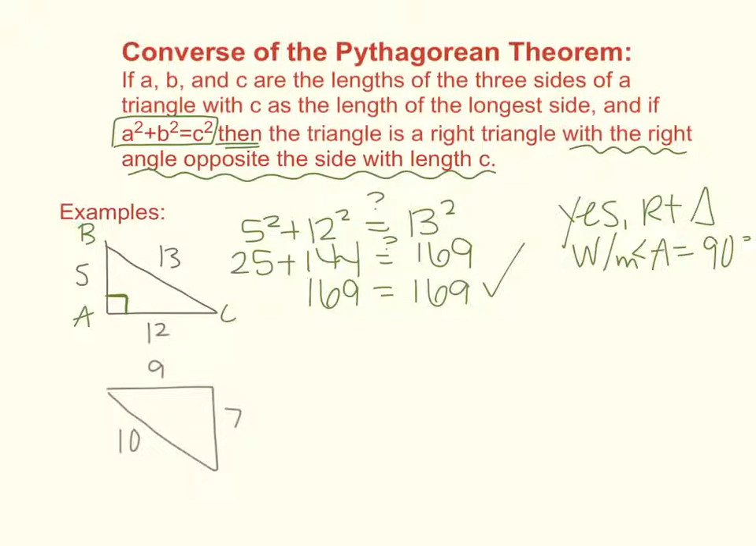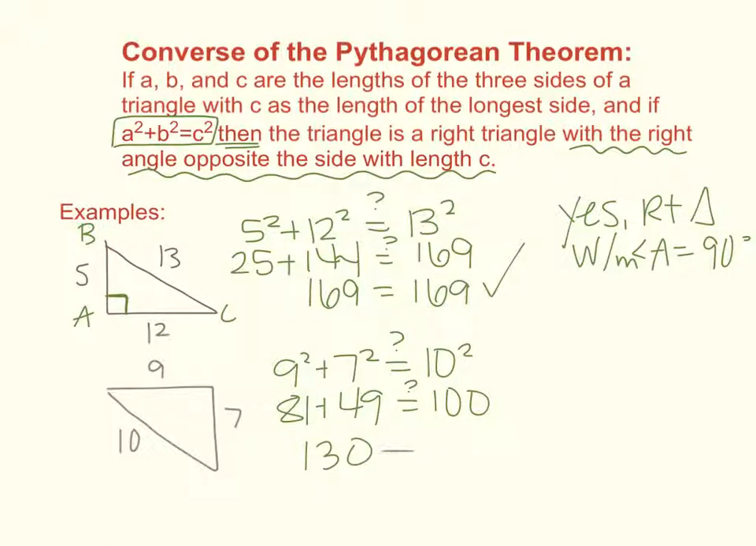Okay, let's try this other one. Why don't you go ahead and pause it and see if you can figure it out. All right, so this is the longest side, so we need to see if these two add up to that one. So 9 squared plus 7 squared, does that equal 10 squared? Well, 81 plus 49, does that equal 100? Well, 130 does not equal 100, so no, not a right triangle.